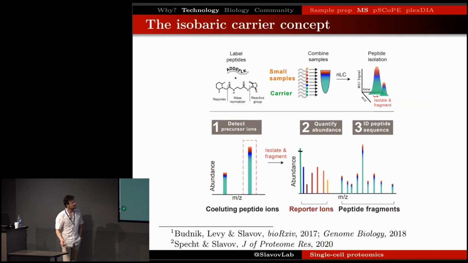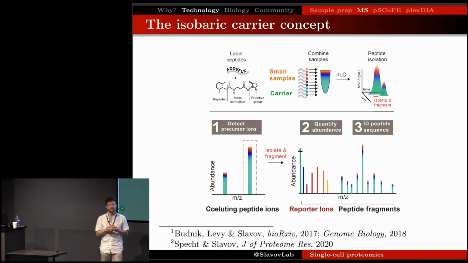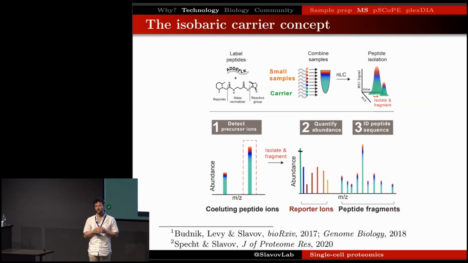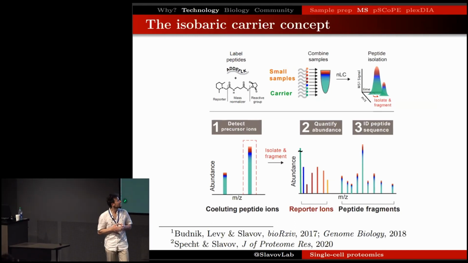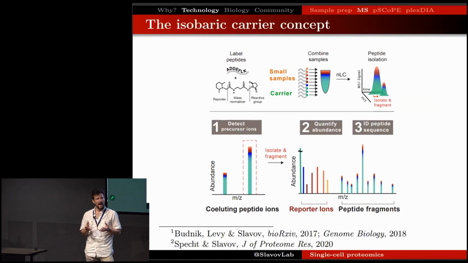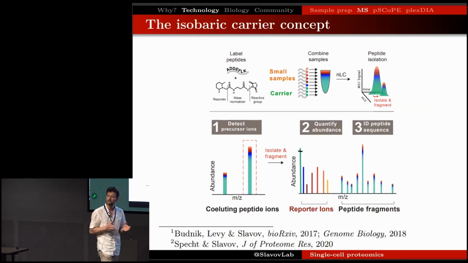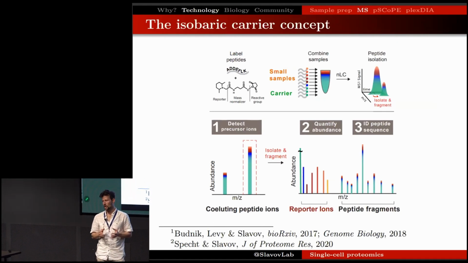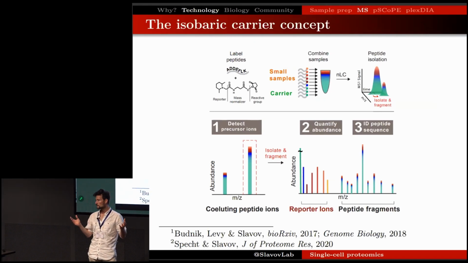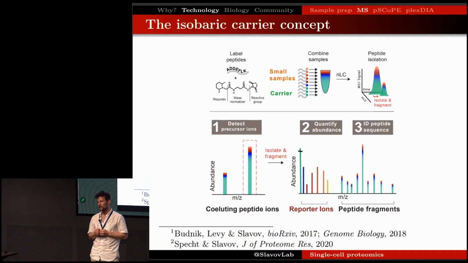So the first idea that helped us start doing single cell protein analysis was to use isobaric labeling to label peptides from small samples, such as single cells. And together we labeled peptides from 100 cells. And the idea here really is that what is difficult is peptide sequence identification. We need to detect a sufficient number of fragments to determine the peptide sequence.